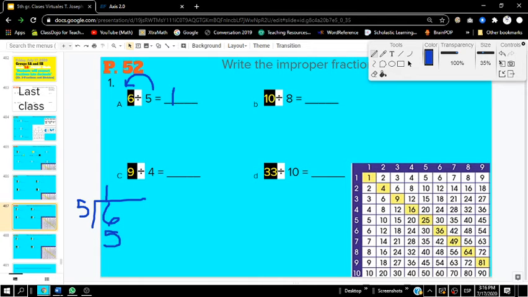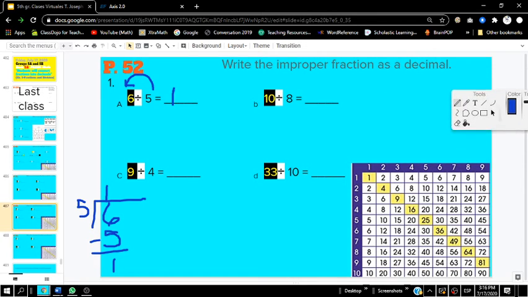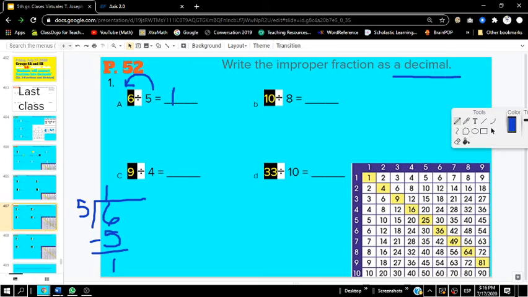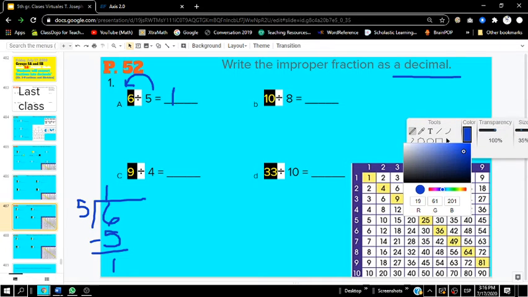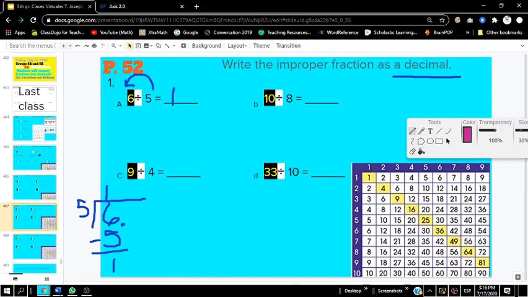6 minus 5 equals 1. Now, I still have a remainder, but my directions say that I need to express my answer as a decimal, which means that I'm going to include my place value with a decimal point right there, and I'm going to add an extra 0. Okay? It kind of looks like we are dividing 60 by 5, but in reality, we need to bring our decimal point into our answer so that we can continue our problem.